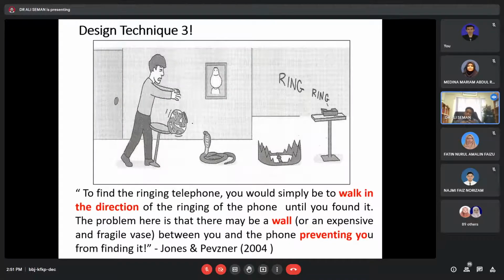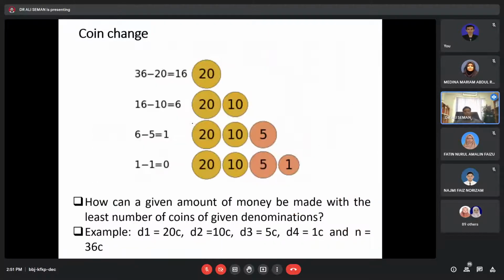Even though you can, based on the goal and the ringing as indicator, guess that is the direction and go for it, along the way maybe you have to face certain obstacles. This is the limitation of this design technique, okay? Okay, look at this coin change. This is a good problem to describe or to understand greedy, this design technique 3.